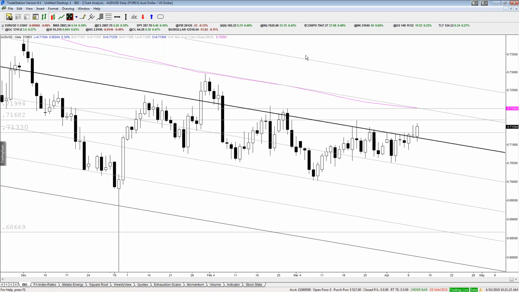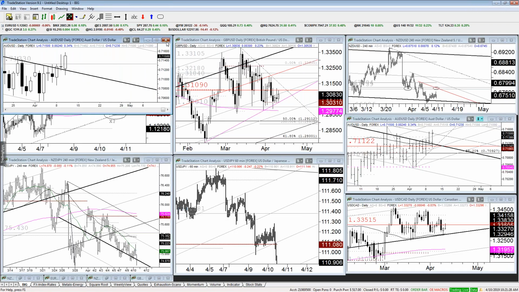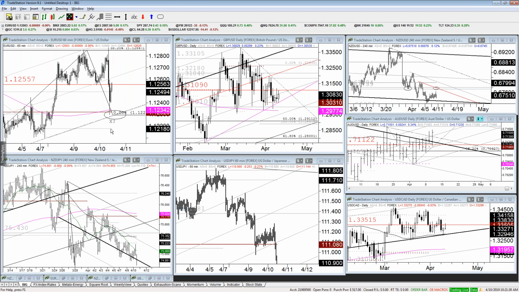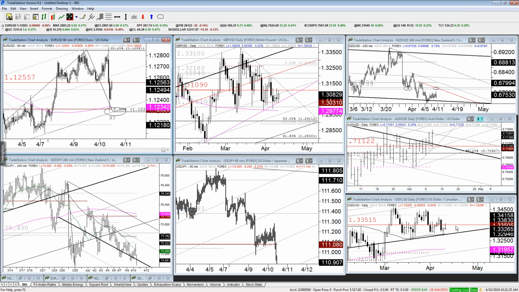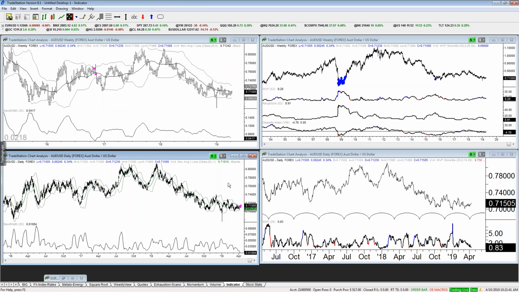All right. Something else to consider with the Australian dollar, and this is pretty interesting. Every once in a while I like to show you guys just some indicators of volatility and kind of like how crazy quiet it is. Check this out.